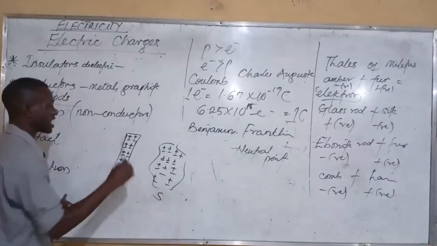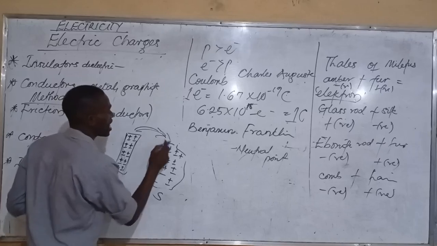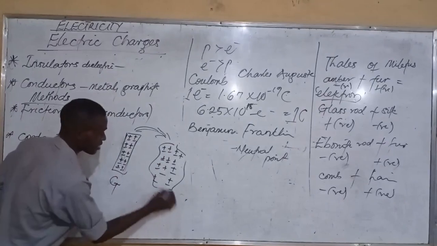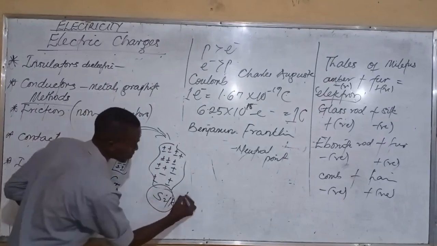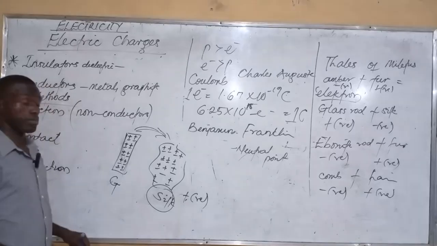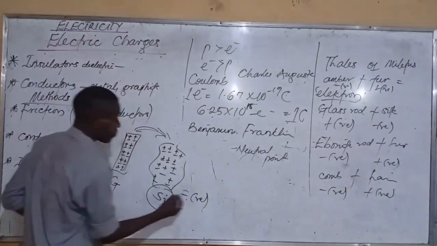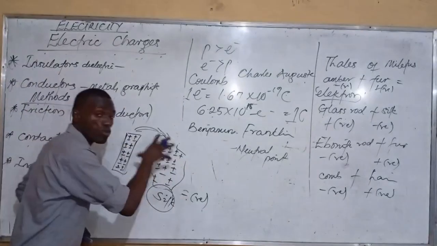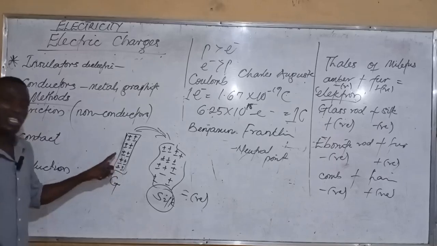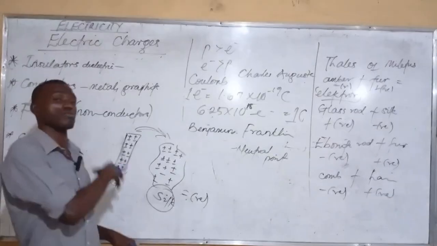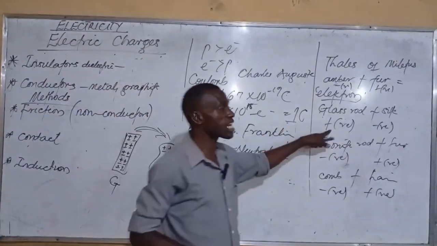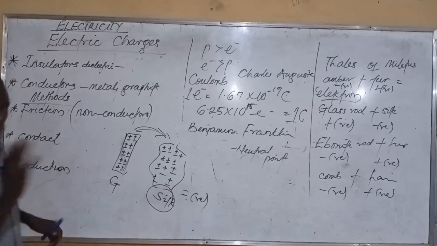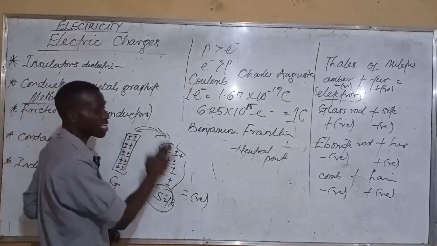So what does that mean? It means that electrons are going to move away from the glass and be added to the silk. So the silk is going to get negative charge, more electrons rather. Electrons are going to move here, so this one gets more electrons, and electrons leave here, so the glass is going to have more positive charges than negative charges. So we say the glass rod is positively charged.